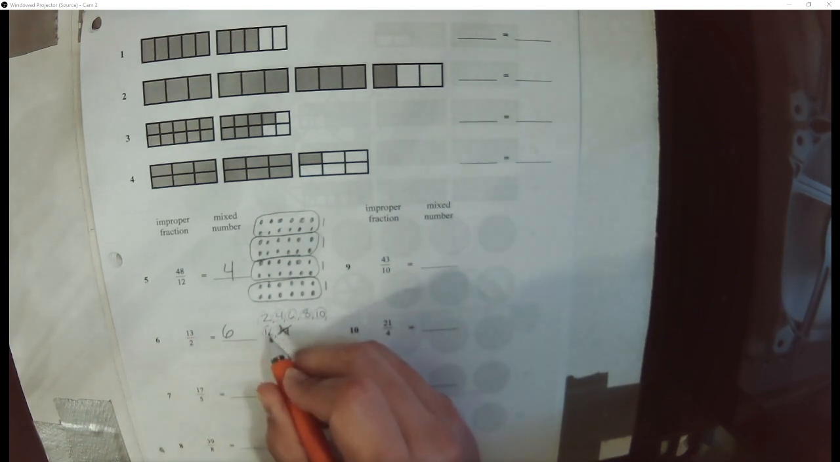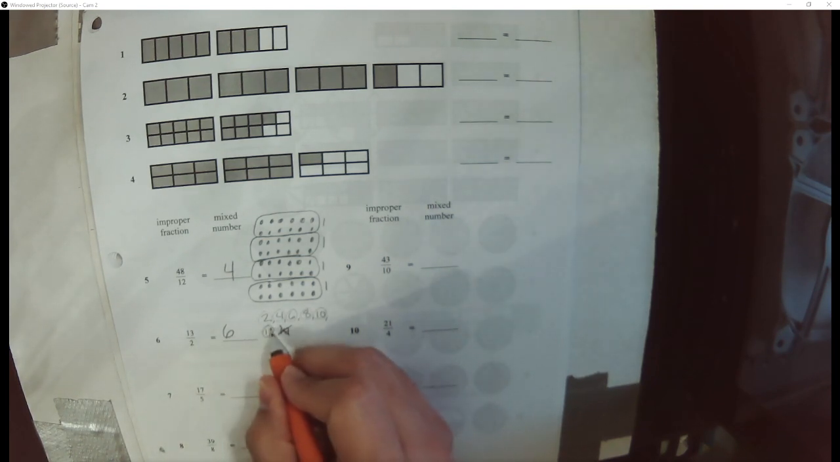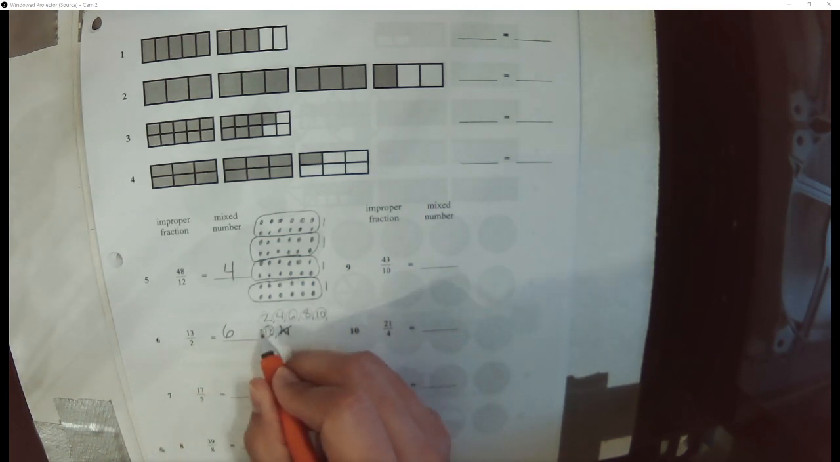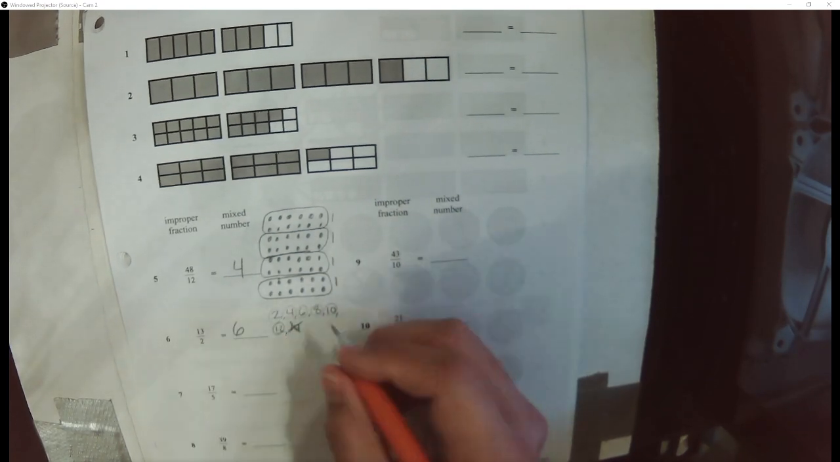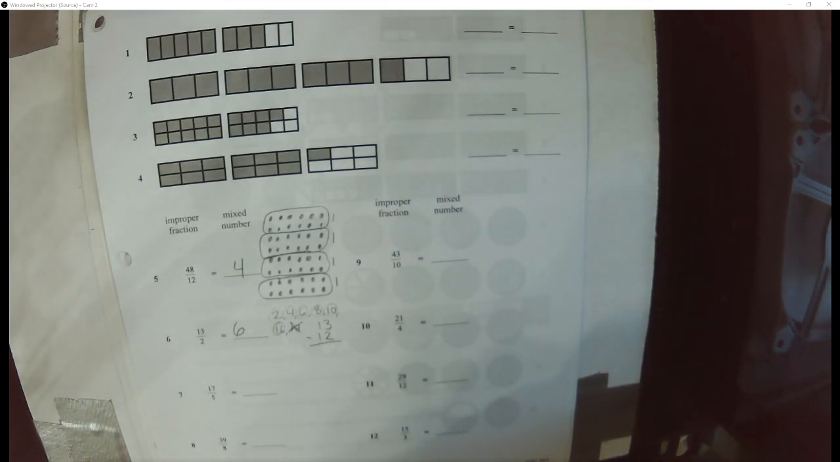If I don't get my number, that means I'm going to have something left over. So I'm going to look at that last number, 12, and I'm going to use subtraction. I'm going to take my numerator, 13, and take away the biggest number I had, 12. 13 minus 12. If I did 13 minus 12, who can tell me what would I end up with? What would my answer be? Kylie, what would my answer be for 13 minus 12? 1.